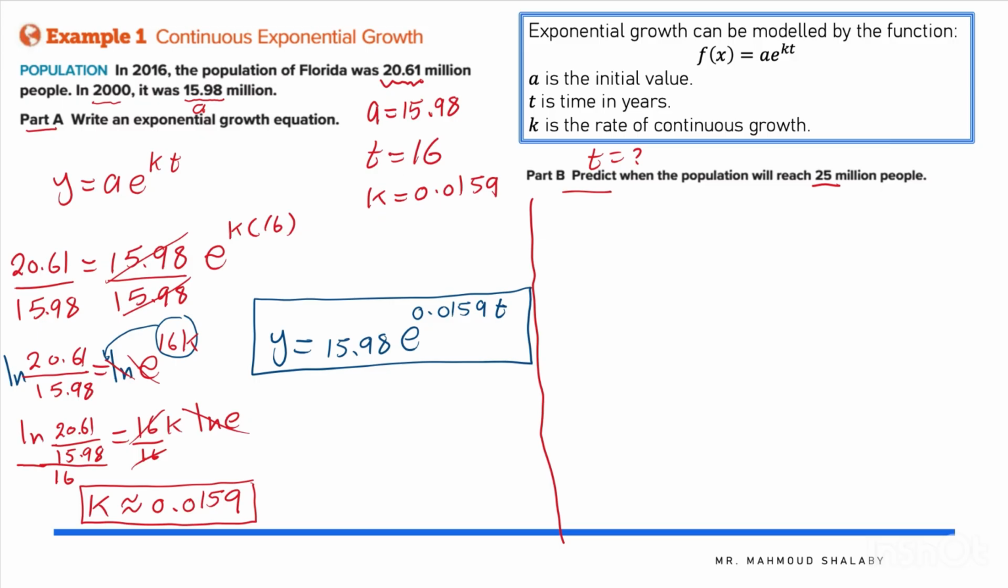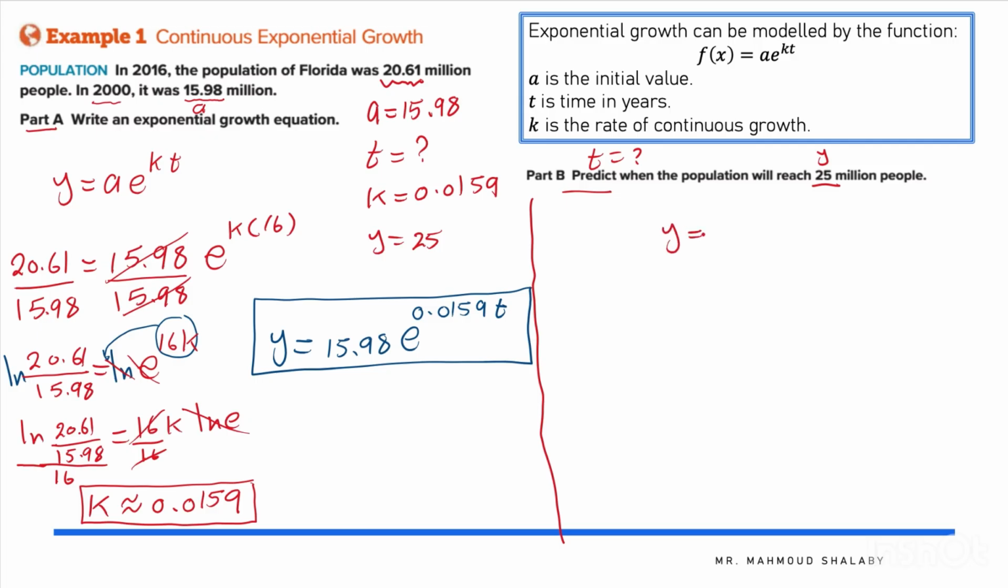So again, what happened here is A is 15.98, and t is what I want to predict, so I don't know the value of t now in part B. If you know k, it's fixed because we have this rule here. Now we have a new value of y, so y here equals 25 million. I will write it in millions, like 25 millions. Now I will use the rule that we have just found.